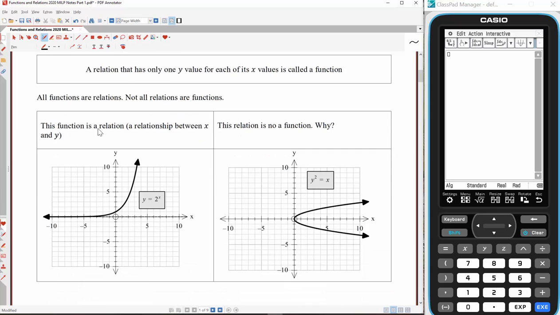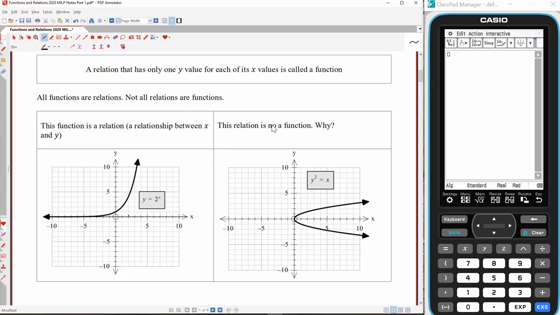This function is a relation. This is y = 2^x, an exponential function. It's a relationship between x and y. Again, you can give it x values and it gives you y, or you can state a value for y and it gives you x values. It's also a function because if you look at it, every x value produces a maximum of one y value.